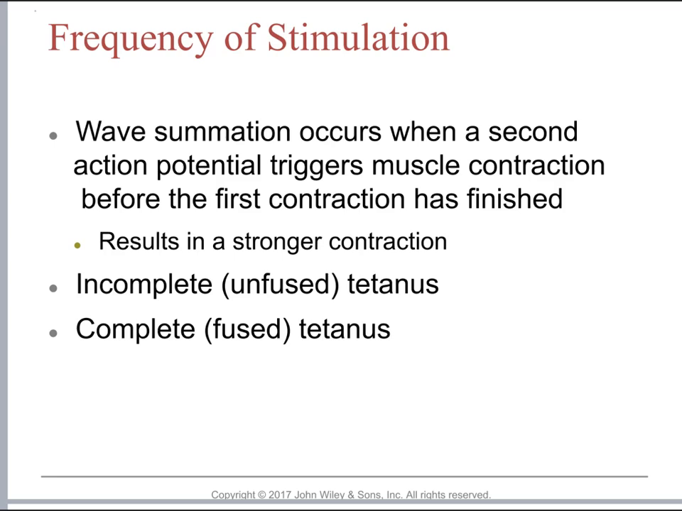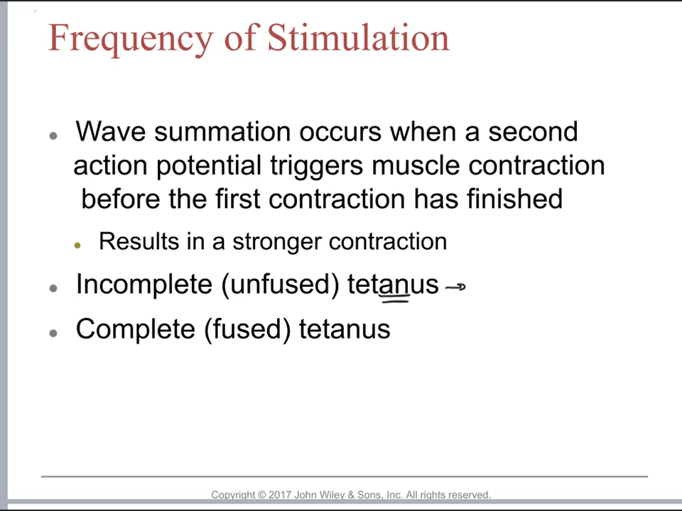The first is wave summation. This is when a second action potential triggers muscle contraction before the first contraction has finished. What this does is it allows us to build up on strength, so we result in a stronger contraction. Now we break apart two types of tetanus, and you probably heard this word before. There's a bacteria that causes lockjaw.